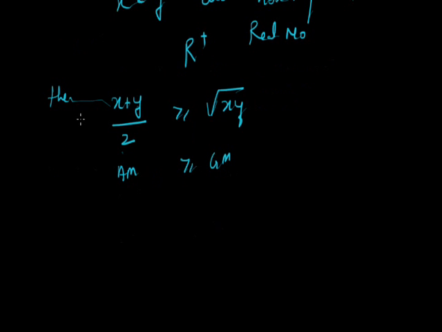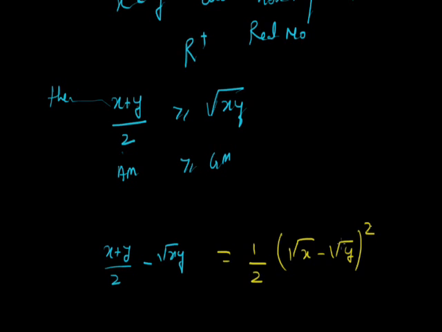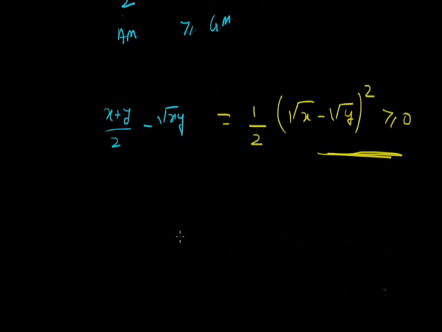Now let me give you the proof of this. (x plus y) upon 2 is greater than or equal to root xy. If I take (x plus y) upon 2 minus root xy, let me calculate here. (x plus y) upon 2 minus root xy can be written as half of (square root of x minus square root of y) whole squared. Now the square of any number always gives you a positive value, and half is positive. That means the value here is positive or can be 0. So generally we can say that the inequality holds.